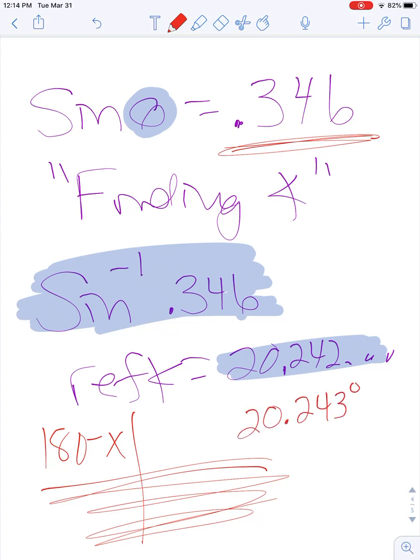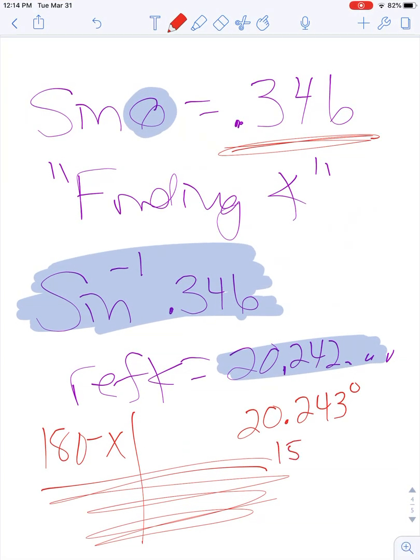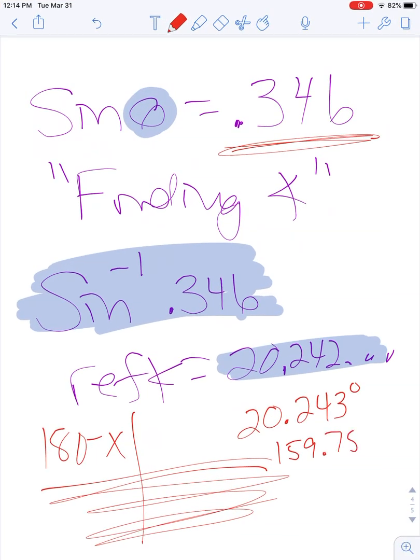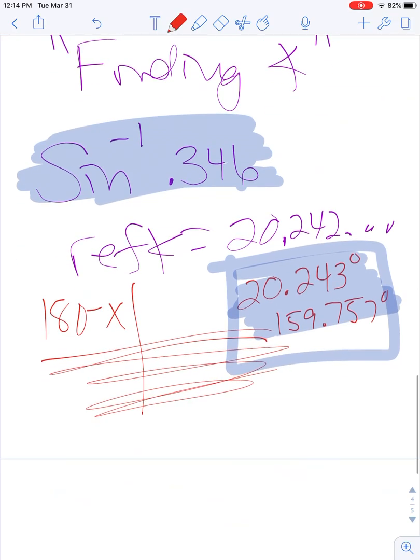So one answer is 20.243. I think that rounds up. And the other answer is 180 minus that, which is 159.757. So those are my two answers. Remember, when you're finding an angle, you're going to get two answers. I'm going to erase that because that's not an answer. These are my two answers. If you wanted to check that, you could say, okay, what is the sine of 20.243? Plug that in my calculator. I'm going to get something pretty close to 0.346. We rounded it, so it'll be a little off, but it'll be relatively close.